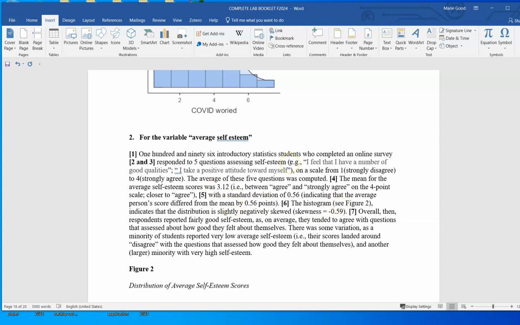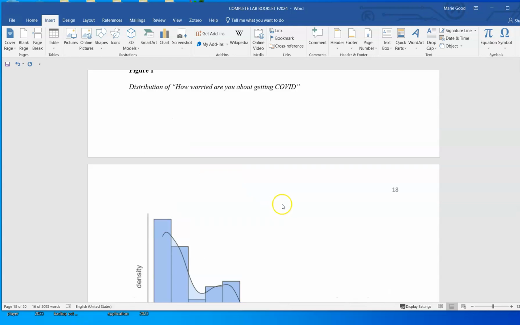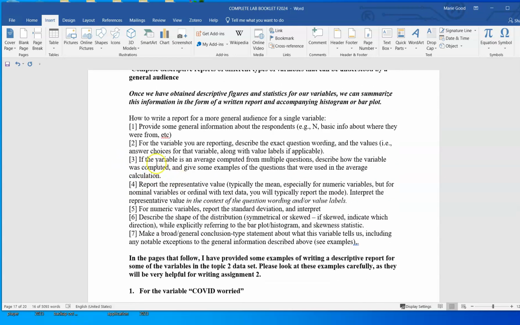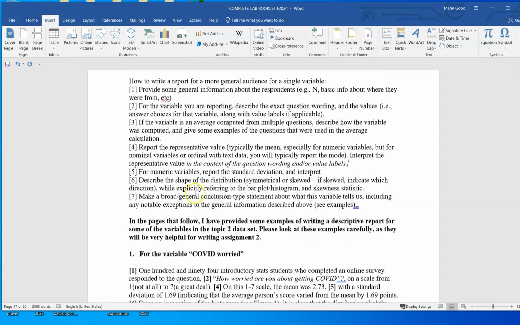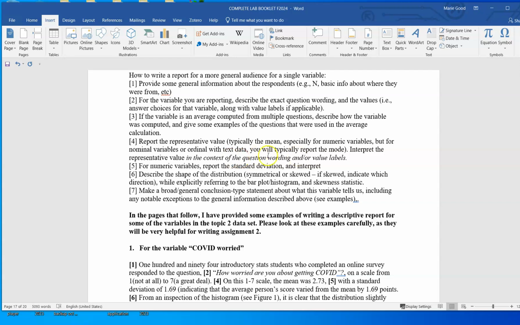So whenever you can, be as precise as possible in terms of interpreting the mean in relation to what it actually means relevant to the value labels. Okay. So that's reporting and interpreting the representative value, typically the mean, and interpreting it in the context of the question wording and value labels.